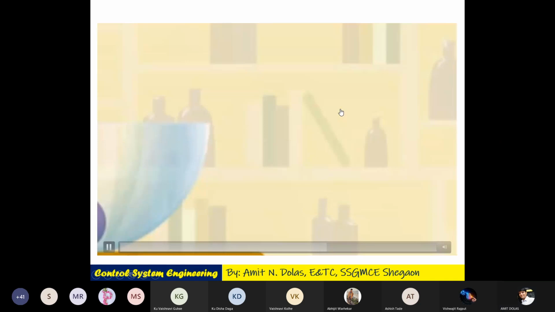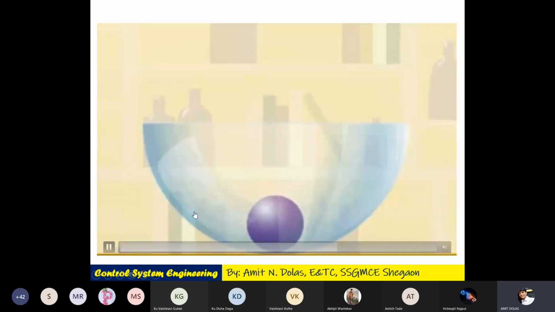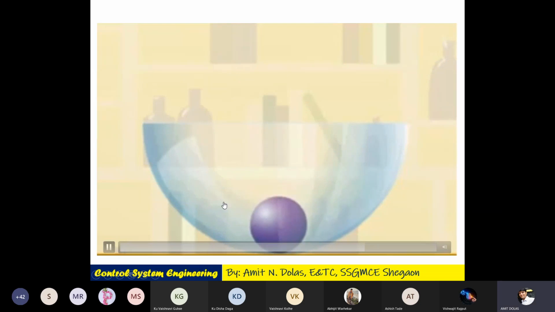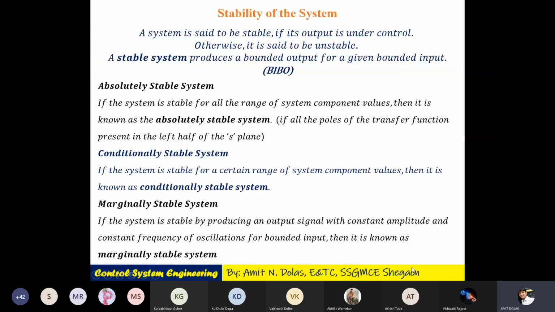So it doesn't come back to the equilibrium condition. So this is a kind of unstable system. And another one is we have a bowl in which the ball is kept. Then it oscillates like this and it automatically comes to the equilibrium state. It is, again, a kind of stable system. So we'll see another PPT.